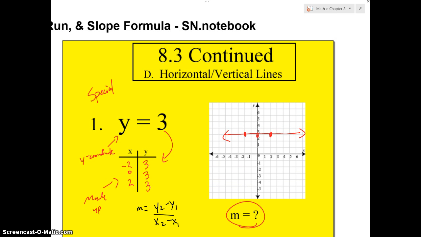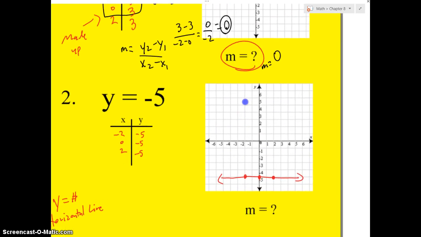Okay. So what I'm going to do is I'm going to take my y's. I'm going to take these two ordered pairs right here, negative 2, 3, and 0, 3, and I'm going to plug them in down here. So I'm going to subtract my y, so I'm going to have 3 minus 3 over negative 2 minus 0, and lo and behold, I have 0 over negative 2. And remember, if the 0 is on the top, then the 0 is what you got. That equals 0. So my slope is 0. So m equals 0.